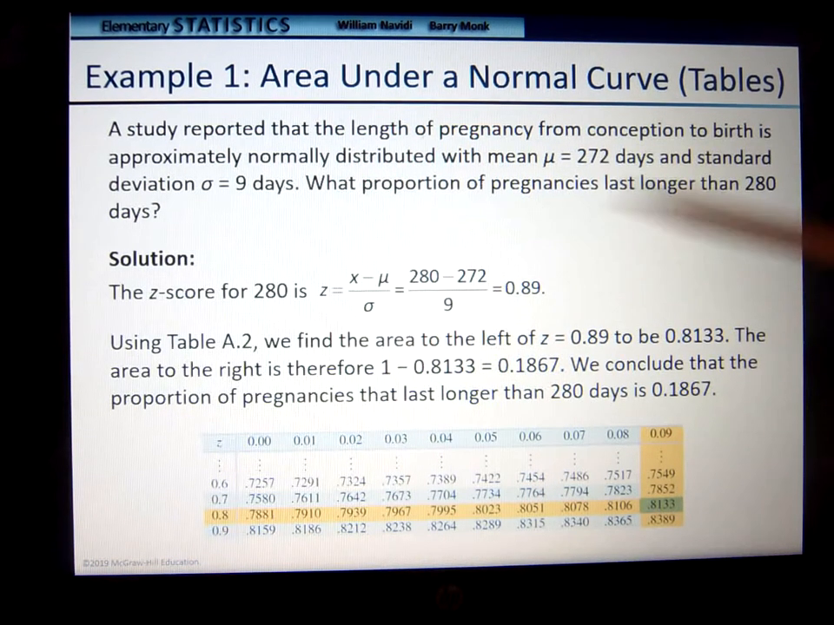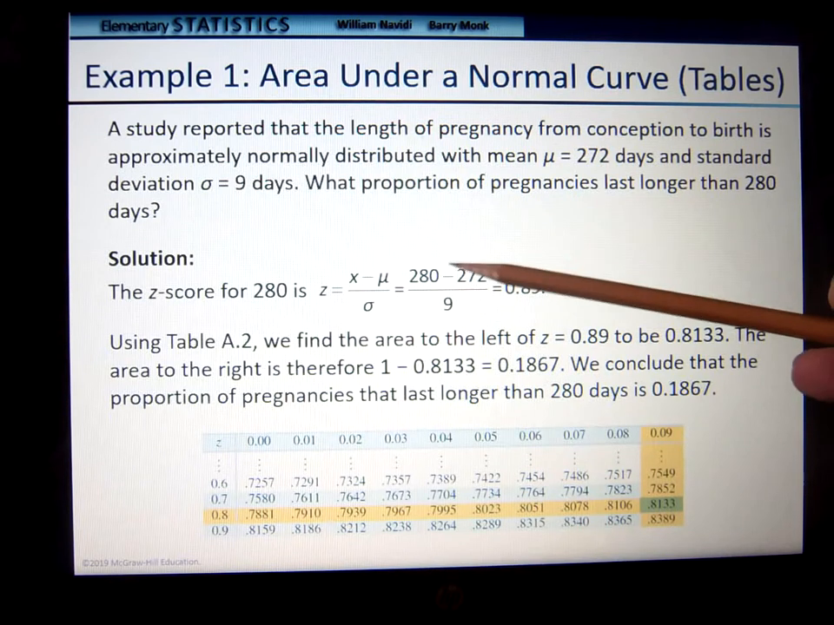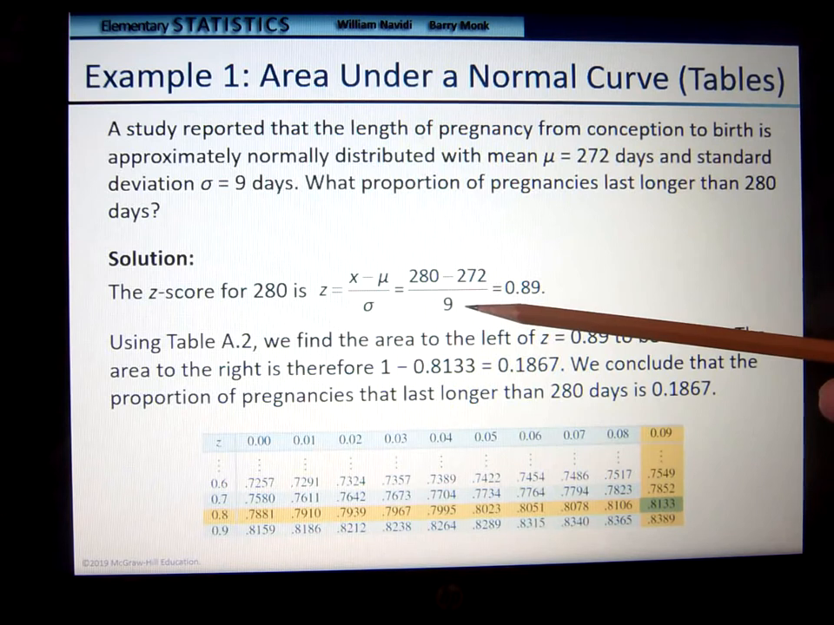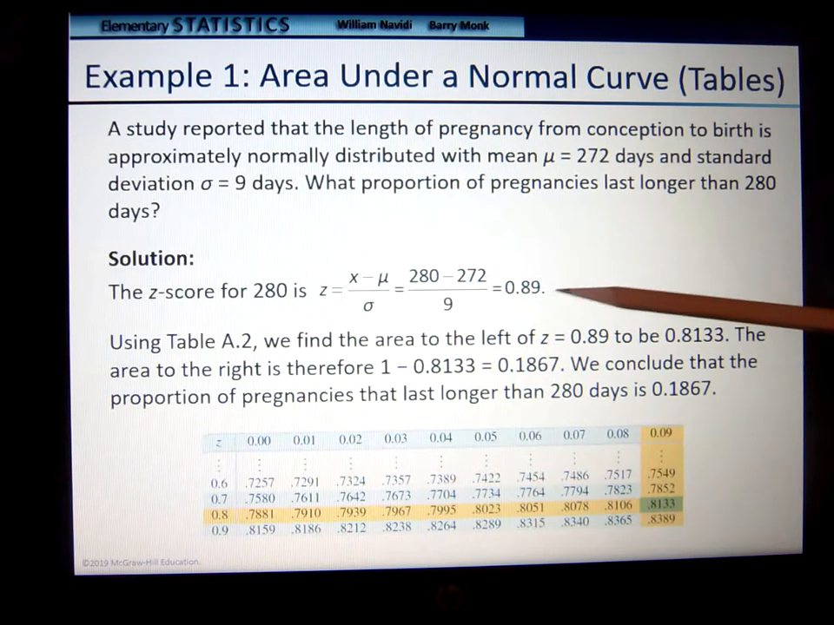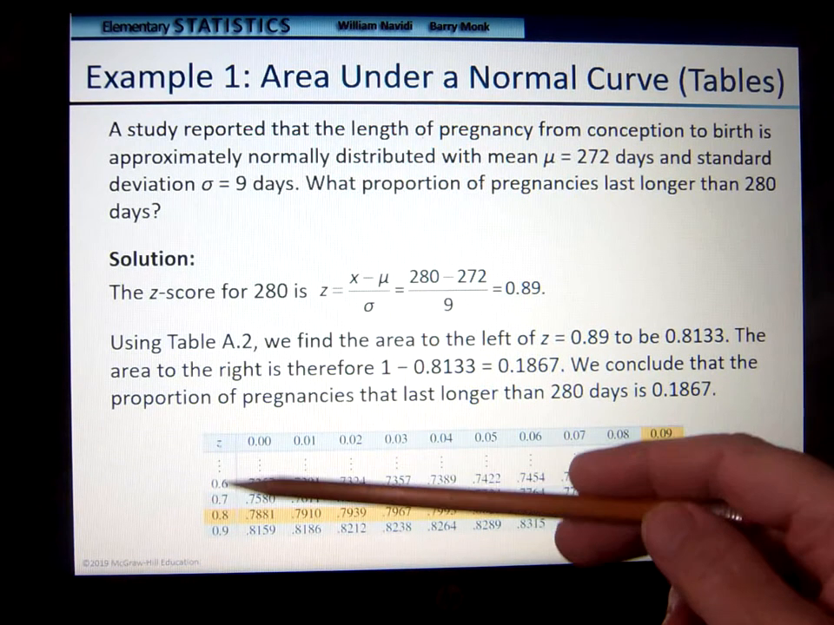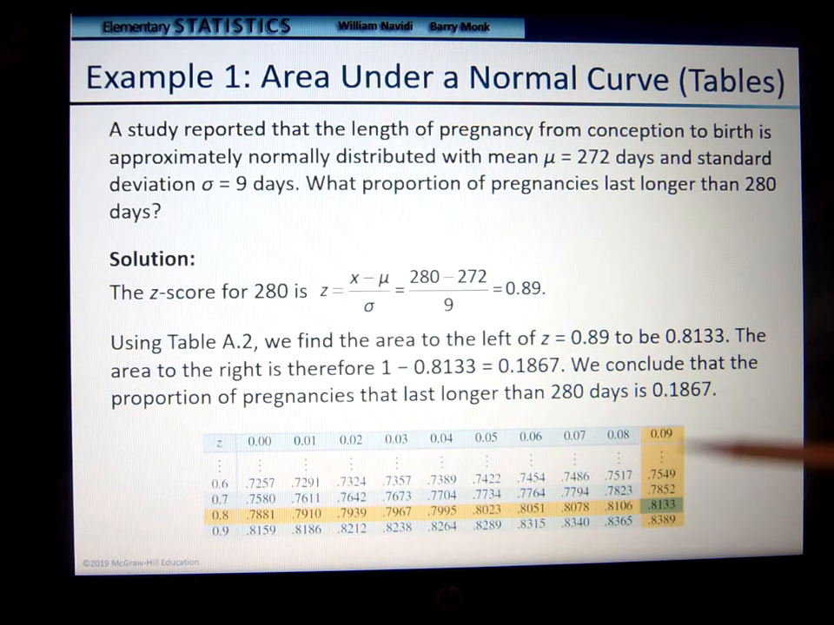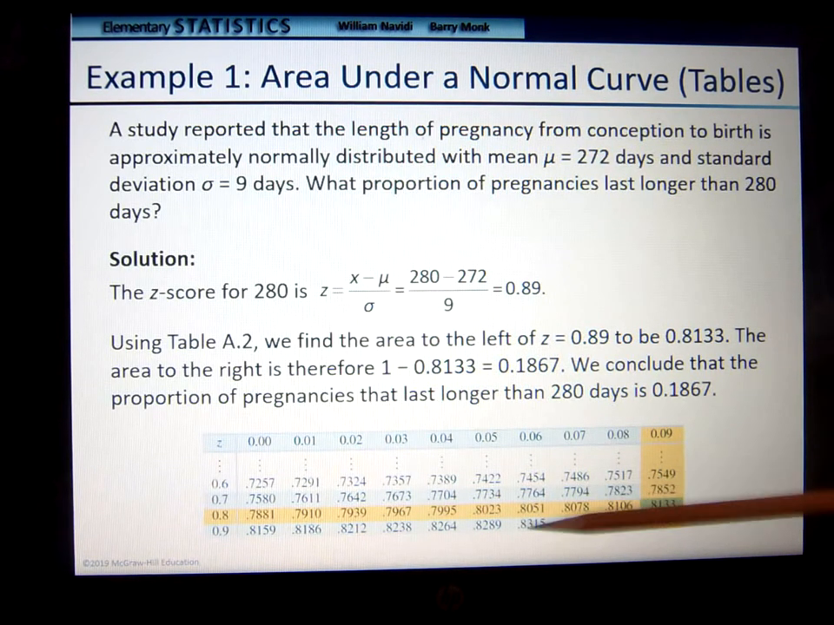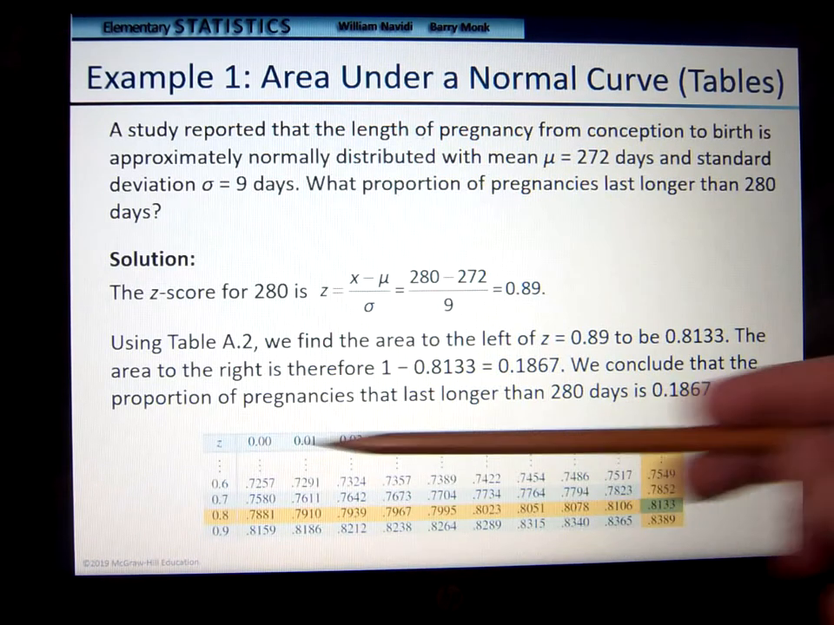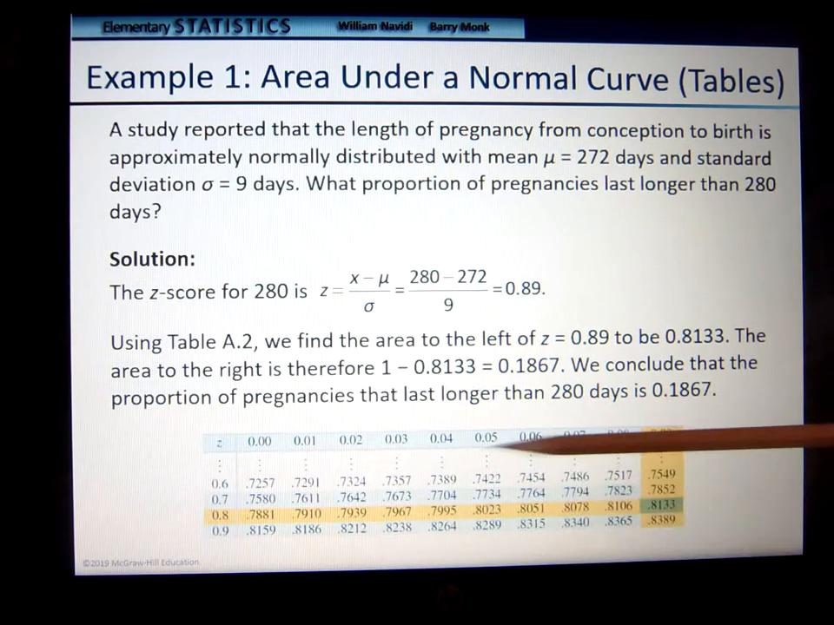So the z-score for 280 would be 280 minus the 272, which is the mean, all over the standard deviation of 9. That z-score will give us 0.89. So now what I do is I go to my z-value, 0.8, and I go over to my hundredths place, which is 9, and this will give me the area under the curve. You need to remember that here in the table are the areas, and here are the z-values.